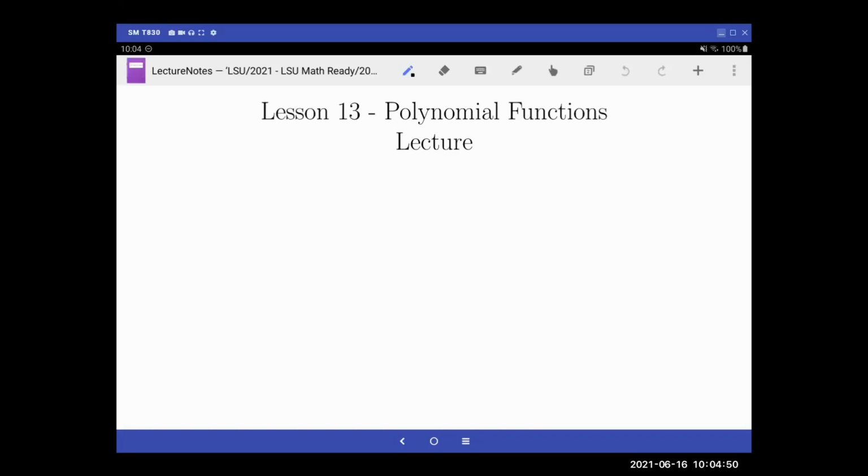Right, so here we go. We're on lesson 13. We're going to be dealing with polynomial functions. We're not going to go too much into polynomial functions right now. We'll do some more of that later, but for now, we're going to talk about what a polynomial is and a few things about them. So we'll talk about that a little bit.